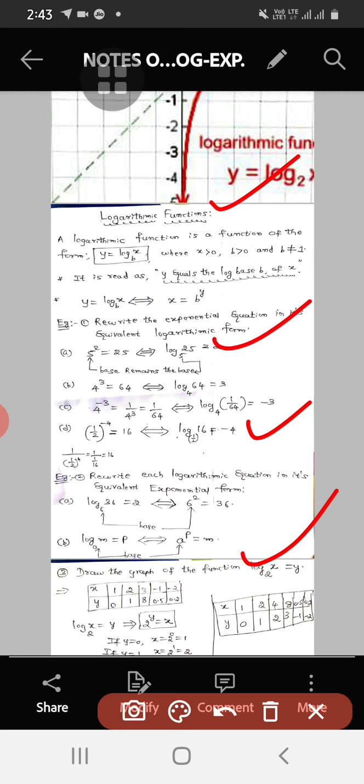You can take your own examples. I have taken some of the examples. So we shall continue in the next class.